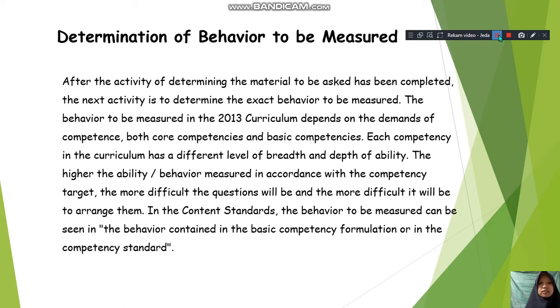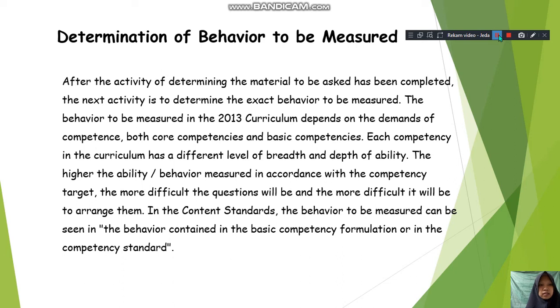And then, determination of behavior to be measured. After the activity of determining the material to be tested has been complete, the next activity is to determine the exact behavior to be measured. The behavior to be measured in the 2013 curriculum depend on the demand of competence, both core competencies and basic competencies.